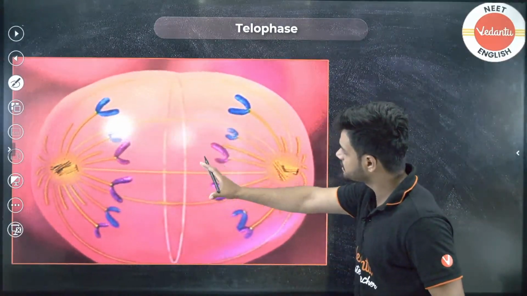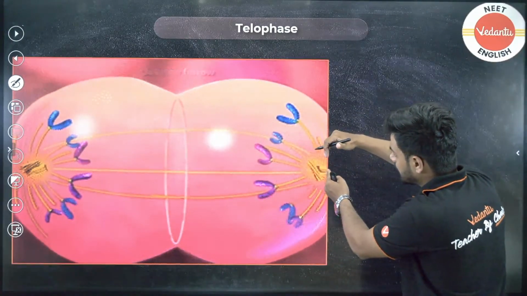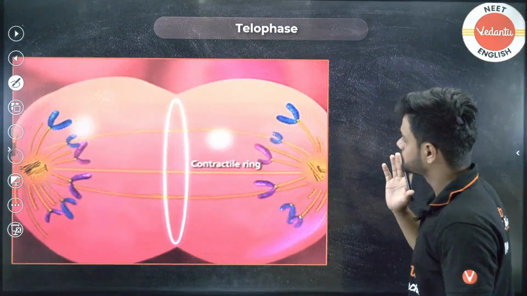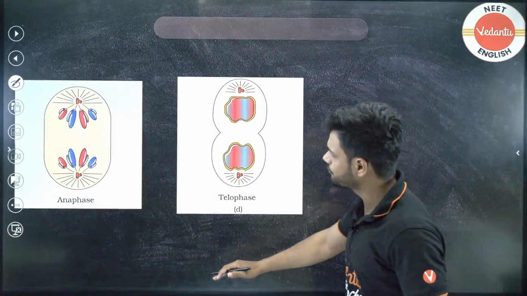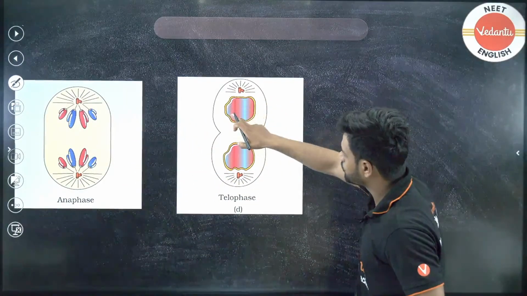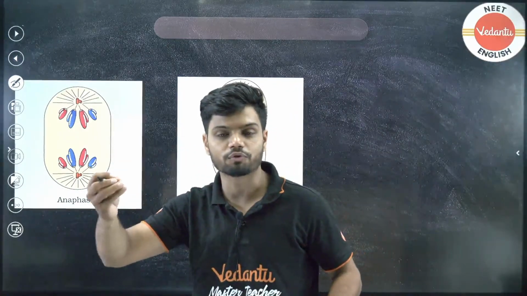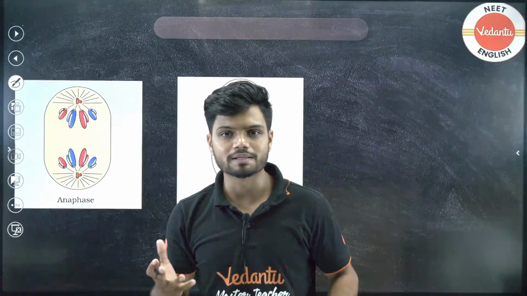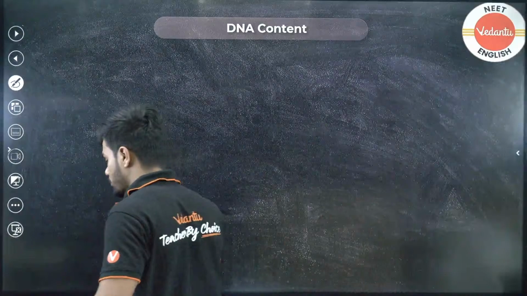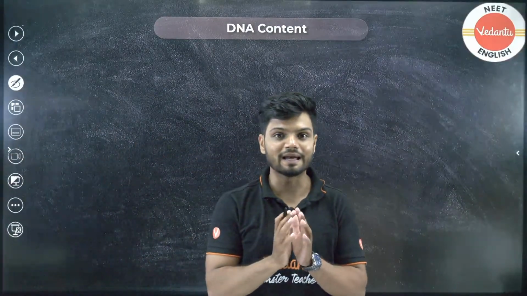See, in telophase, the complete chromosomes will cluster towards the opposite pole. They're clustering towards the opposite pole. This is your anaphase, they're being pulled. By telophase, they're clustering. Nuclear envelope is coming back. All the different types of your cell organelles are reappearing. Now, students, the most important thing which you're waiting for till now, that is going to be the DNA content.